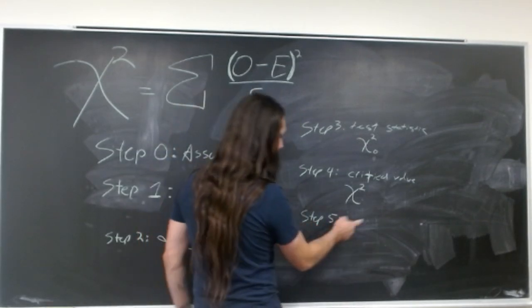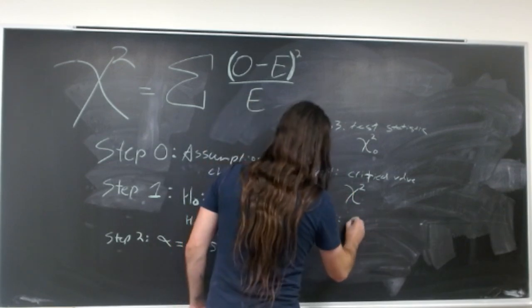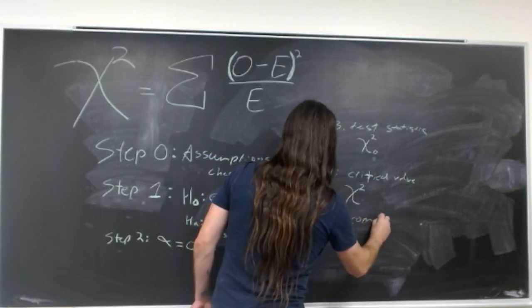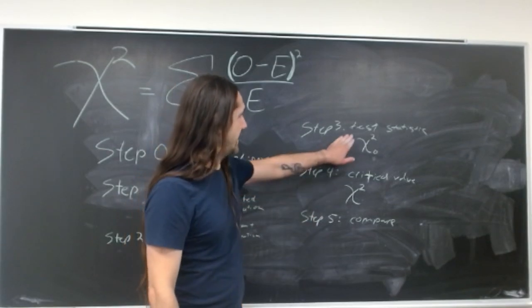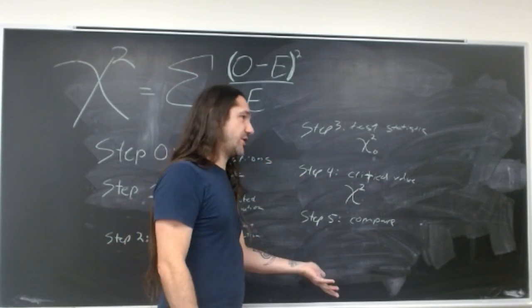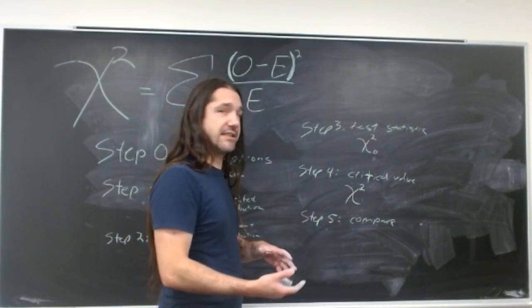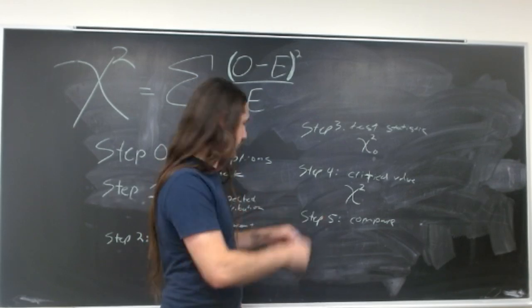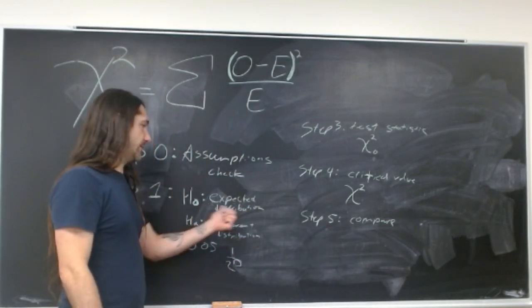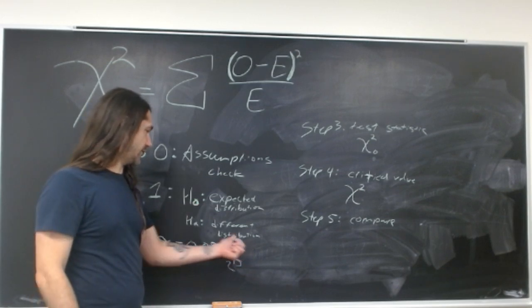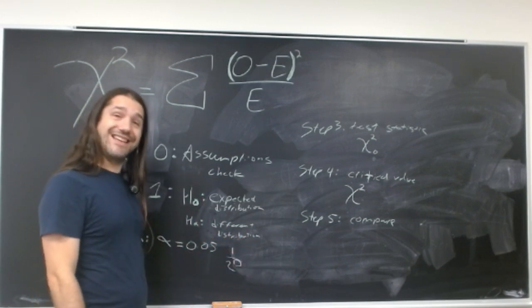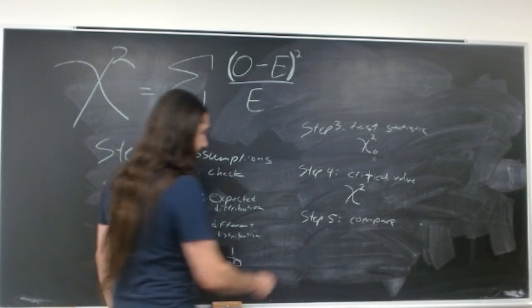So step 5 is compare the two. Basically we want to know if our test statistic falls within a rejection region, which means do we scrap our H null? There is reason to believe that, which I'll draw in a second. There's reason to believe that the distribution is different from expected.